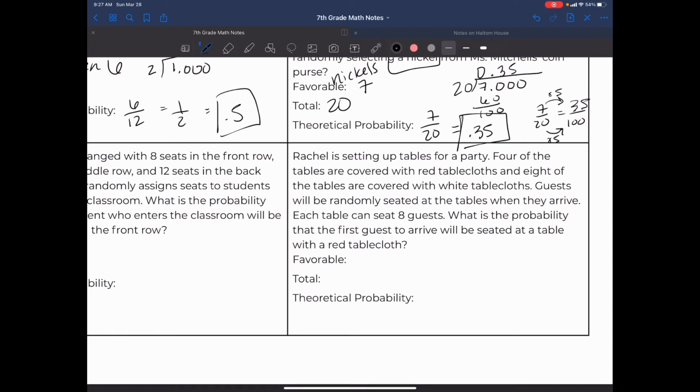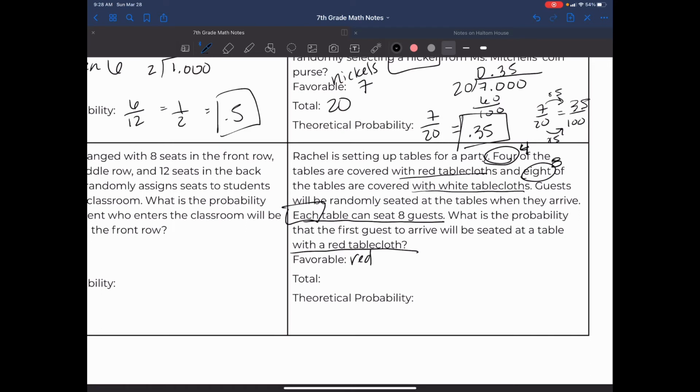Rachel is setting up tables for a party. 4, I'm going to circle that and put the number 4. The tables are covered with red tablecloths. 8 of the tables are covered with white tablecloths. Guests will be randomly seated at the tables when they arrive. Each table, keyword, each table can seat 8 guests. Oh, I'm going to have to do some extra math here. What is the probability that the first guest to arrive will be seated at a table with red tablecloth? So that's my favorable, red.